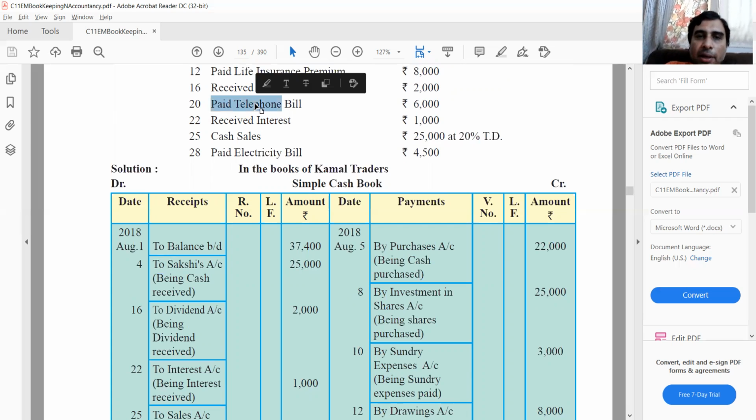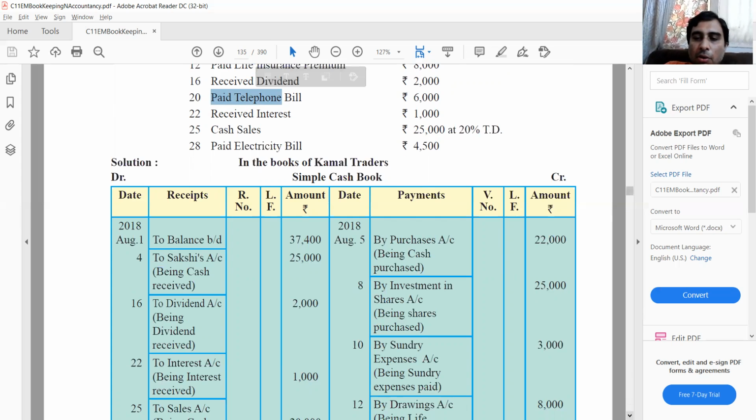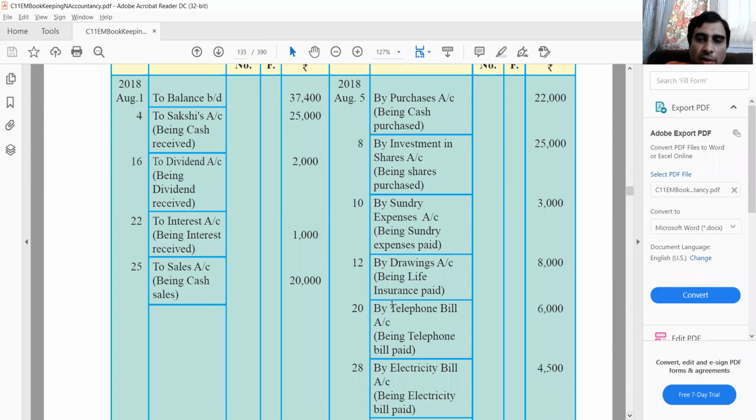Then pay telephone bill. Right hand side, by telephone expenses. You won't use the word telephone bill, right? You could have communication expenses if that's how accounting happens. But this is going as by telephone bill account. I would rather use the word by telephone expenses account. And the narration will be telephone bill paid.